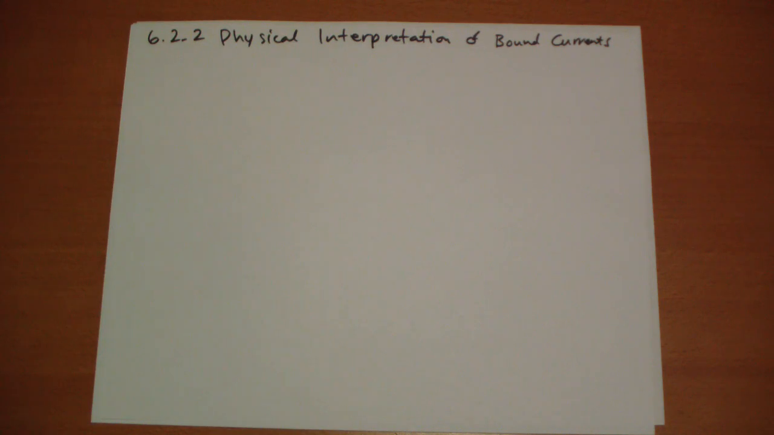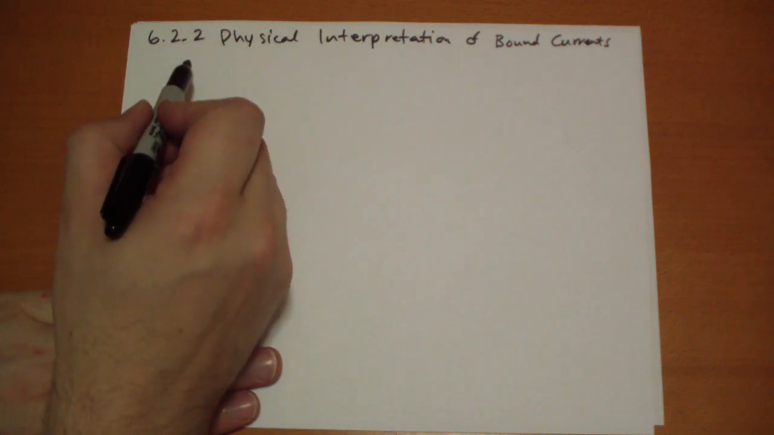So we just talked about these bound currents: the volume current on the inside, that's the curl of the magnetization, capital M, and the surface current on the outside, that's the cross product of the magnetization, capital M, with the normal to the surface. And we're going to now try to understand what exactly is going on here.